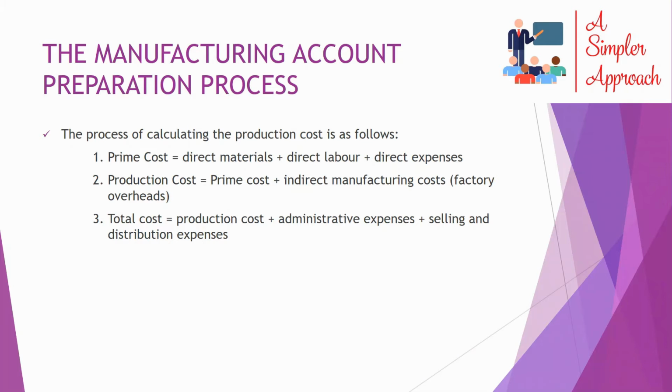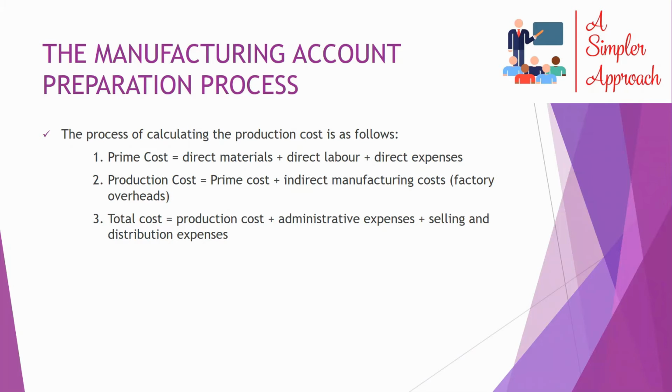That's number two. And number three is total cost, which is made up of production cost, which is number two, and all administrative and selling and distribution expenses. Okay? Hope you're following me carefully.